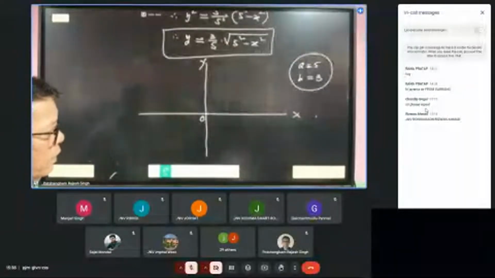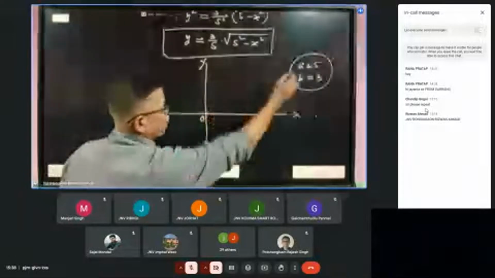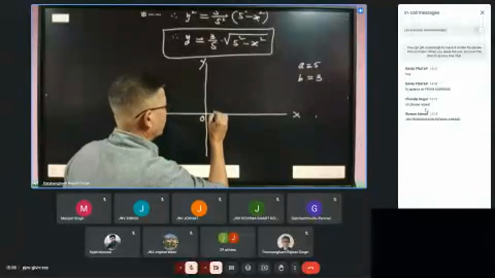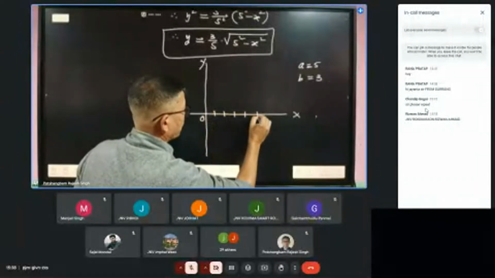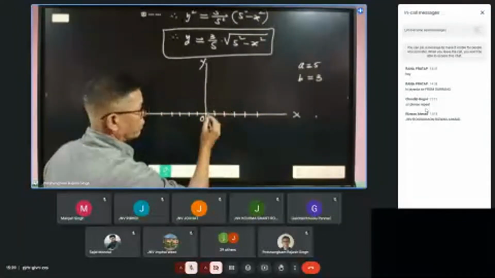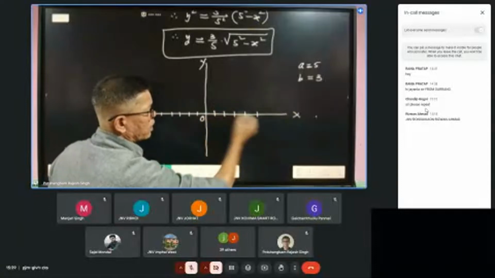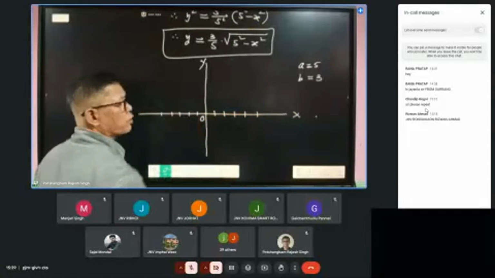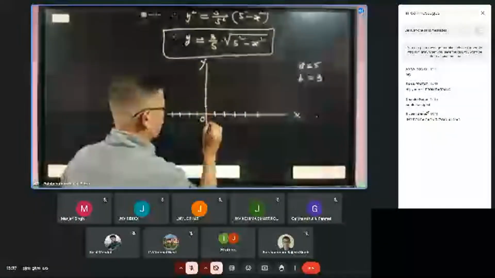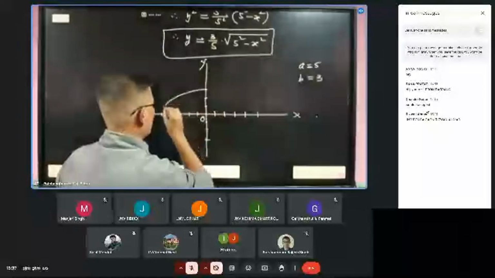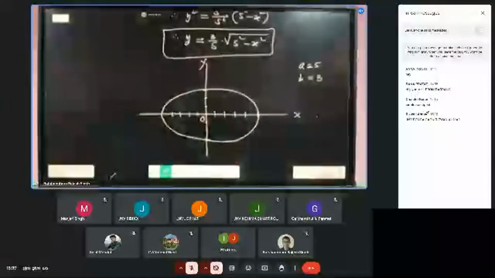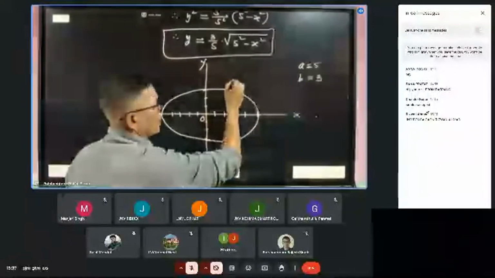Here you mark 5: 1, 2, 3, 4, 5. And this side also you can draw 1, 2, 3, 4, 5. It means that the length of the semi-major axis is 5, and the total length of the major axis is 10, and the semi-minor axis is 3: 1, 2, 3. Here also 1, 2, 3, and then you can draw the ellipse now. This is the way to draw the ellipse, and you can mark the name of the ellipse, E.